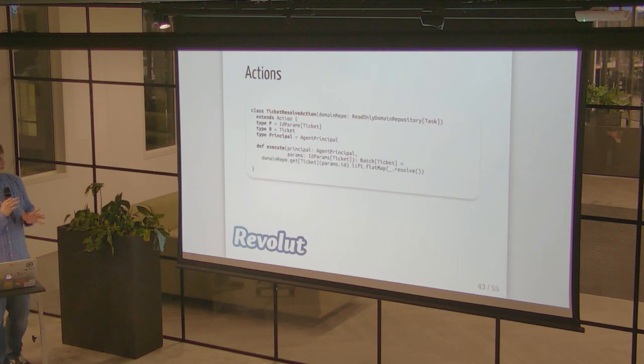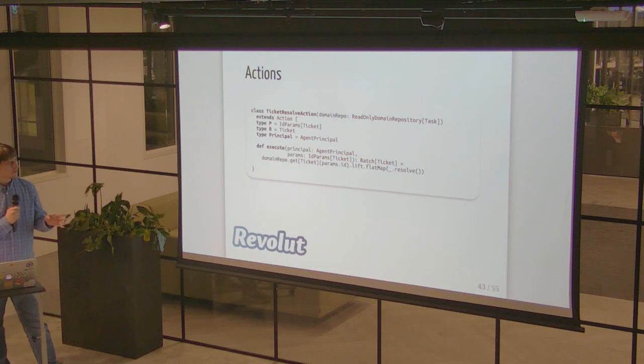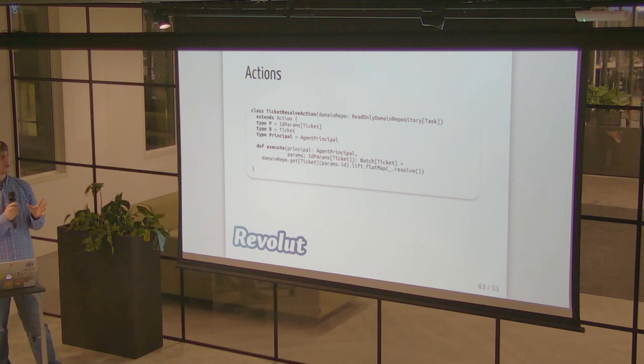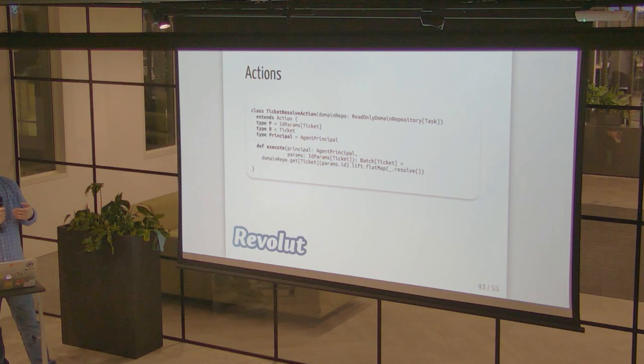Okay, now this is how our ticket resolve action looks. For the matter of simplicity, I'm using concrete type parameterization here, but you can also use abstract type parameterization. Here I'm using Monix Task in order to run this action in the scope of an effect.